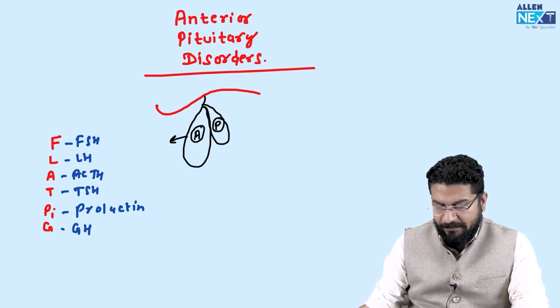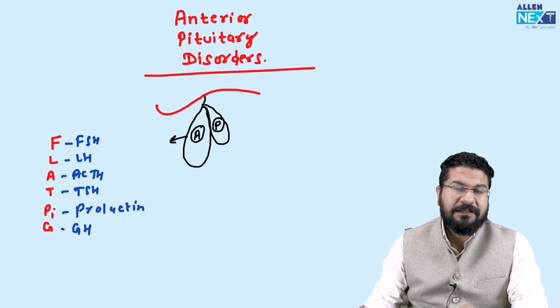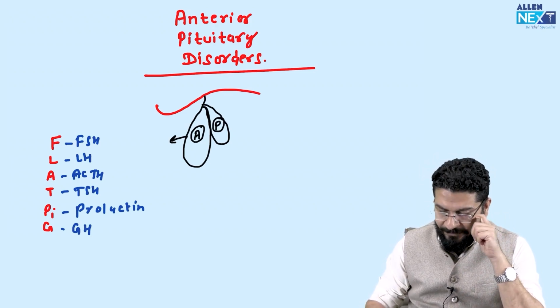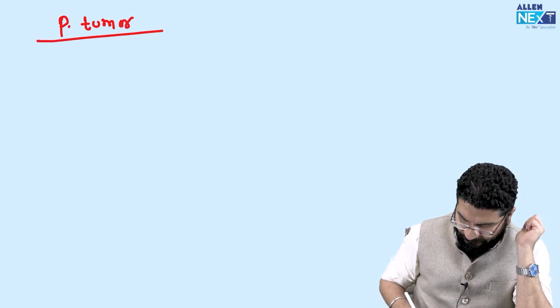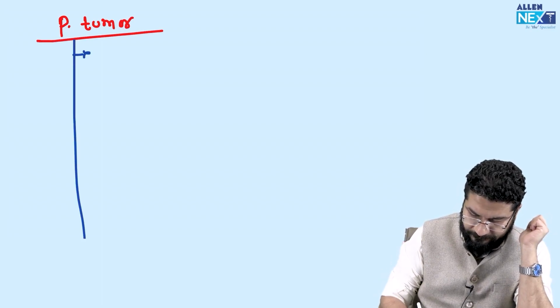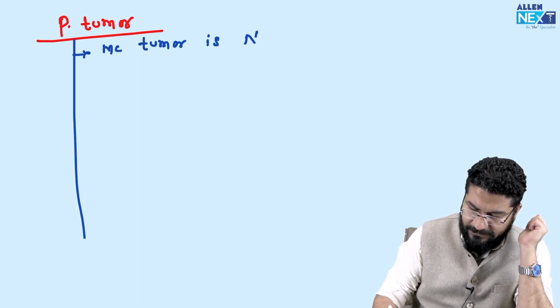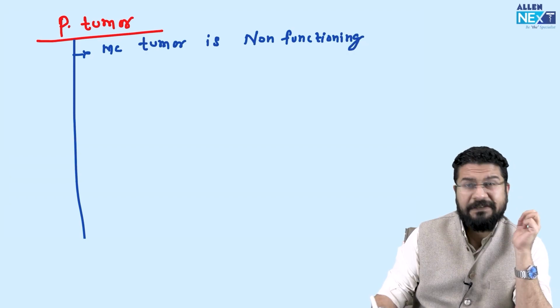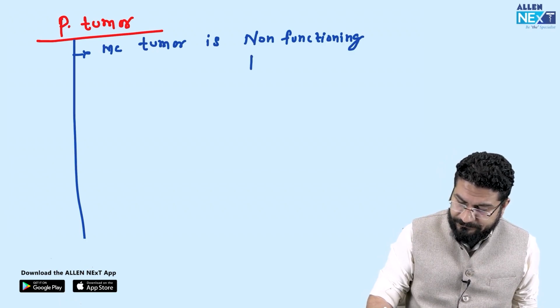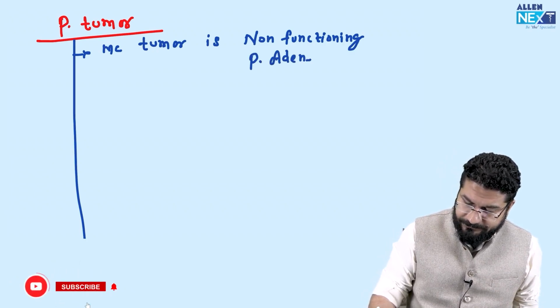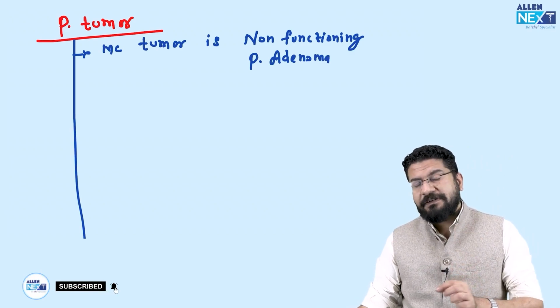Now understand, if I talk about a disorder of pituitary, you should know there are certain tumors in the pituitary. So first let me talk about pituitary tumor. The most common tumor is non-functioning. Non-functioning means it is not releasing any hormone. So remember, the most common tumor of pituitary is non-functioning pituitary adenoma.